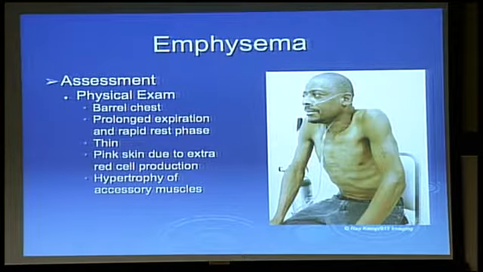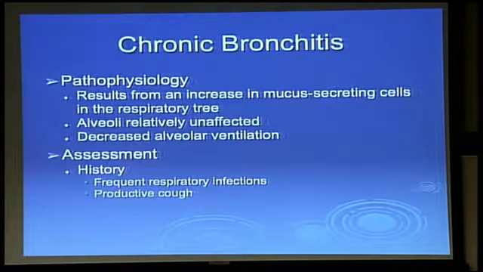Patients who have pure emphysema rather than a component of chronic bronchitis tend to be rather thin. They tend to be fairly pink. They just make extra red cells because they're constantly hypoxic. And then they have hypertrophy of their accessory muscles.